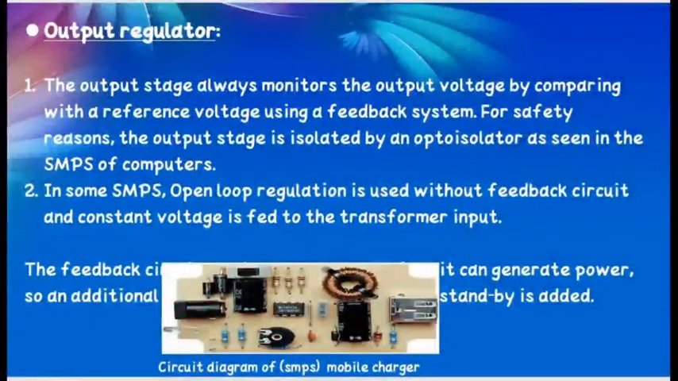Output regulator. The output stage always monitors the output voltage by comparing it with the reference voltage using a feedback system. For safety reasons, the output stage is isolated by an optoisolator, as seen in the SMPS of computers. In some SMPS, open loop regulation is used without a feedback circuit, and constant voltage is fed to the transformer input.